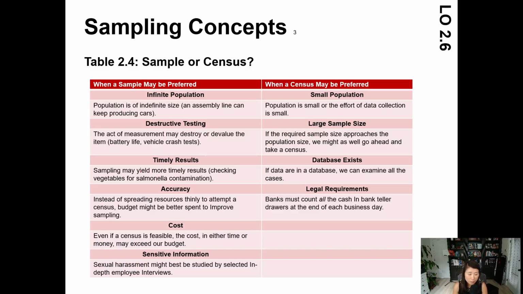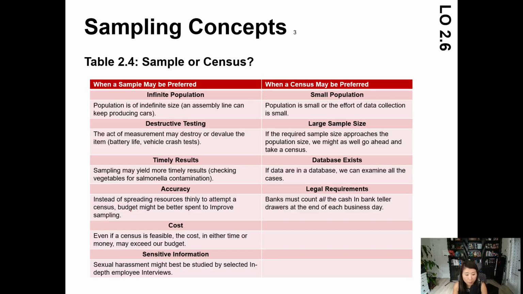Another scenario where we need to use a sample is a timely result. As we're talking about the census, it takes time. You need everybody in your population to fill in the survey, or you need to get data from everybody in the population. But if you need a quick result, it's impossible to do a census, so you're going to rely on sampling, getting the data from the sample. And also accuracy. Instead of spreading resources and time thinly to attempt a census, the budget might be better spent to improve the sampling. If you are able to use the right sampling technique, you can actually get better data quality than the census data.